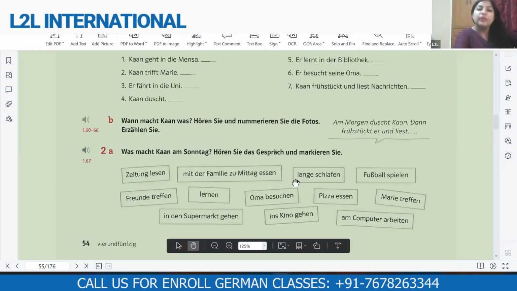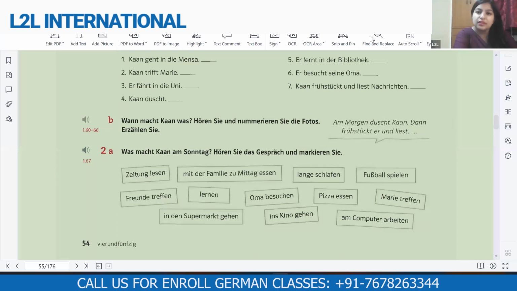Now, you will be listening to a Hören und nummerieren Sie die Fotos. Nummerieren Sie die Fotos means you have the photos here. So, in front of each photo you can see it's written A, B, C, D and next to it a blank is made. So, in that blank you have to write that out of all the activities, which activity he is doing at number 1, then number 2, then number 3, and which one is the last activity that has been done by Khan.